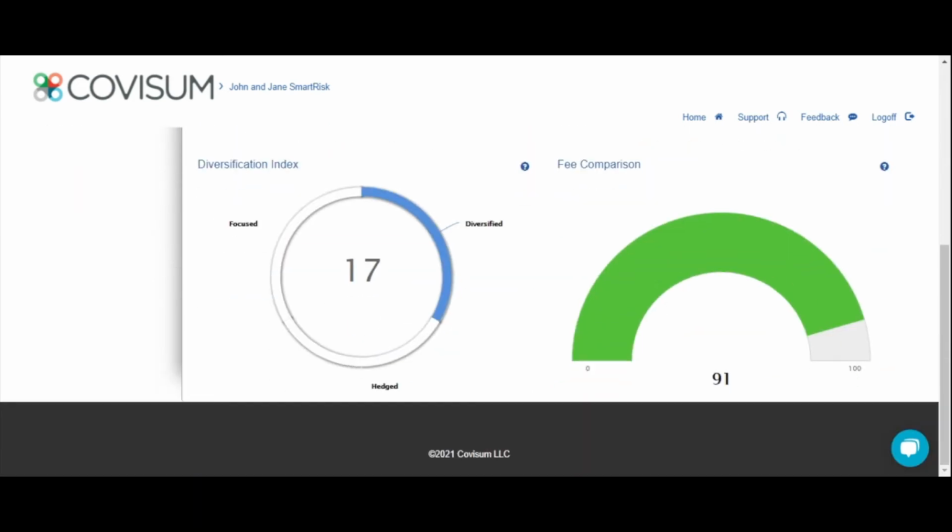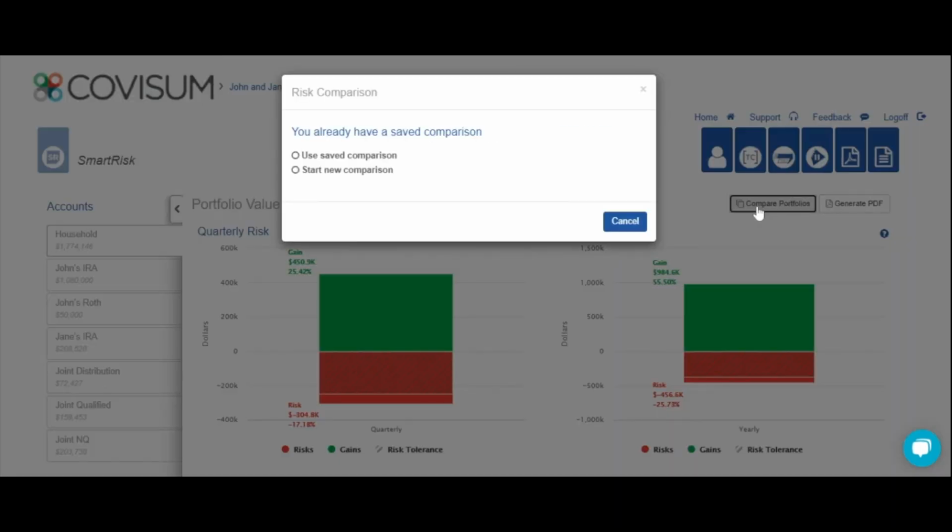Now, the other two charts are important as well. The Diversification Index is all about identifying whether the holdings in a portfolio react to the same economic factors or not. In other words, is something likely to come out of left field and surprise me? In this case, 17% of the client's risk is diversified away. And finally, you see the fee comparison. The fee comparison takes each holding in the client's portfolio, compares it to its peer group, and then aggregates it up to the portfolio level. So in this case, the fee efficiency of this portfolio is better than 91% of its peers out in the marketplace. I also have the ability to compare portfolios.